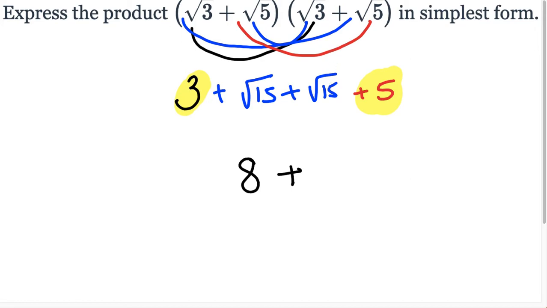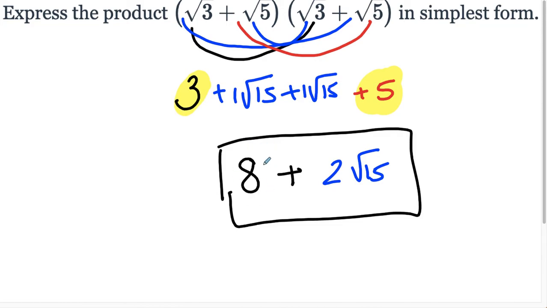The square root of 15 and the square root of 15 does not become the square root of 30, all right? Because when you add, you want to add the coefficients if they have the same exact radicand and index. So these are like terms. So there are 2 of these square root of 15s, all right? So altogether, this is your final answer, because now a whole number 8 or a rational number 8 and 2 radical 15 can't combine together anymore because 8 doesn't have a square root of 15. They're not like terms, okay?